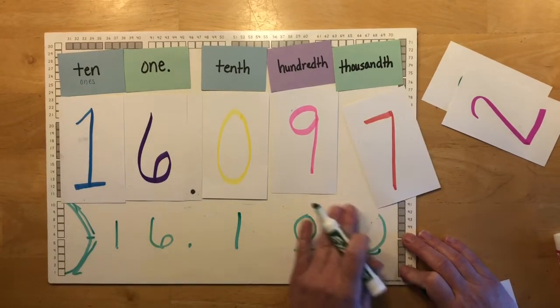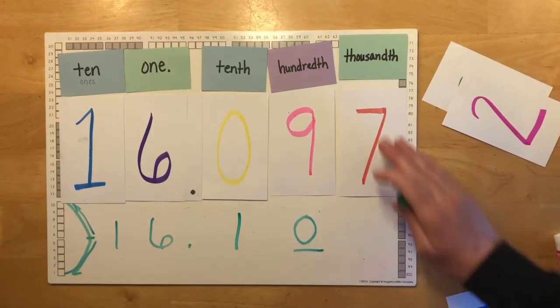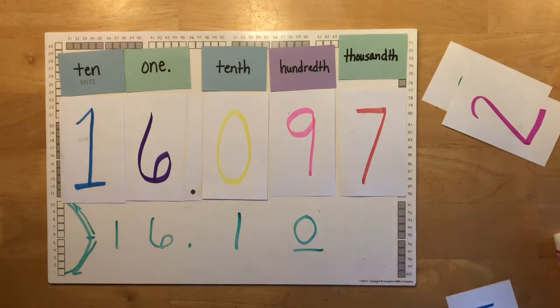Now, do I need to keep these zeros at the end? Nope, I can just erase them. If I'm rounding it to the nearest hundredth, the answer would be 16 and 10 hundredths. Now, if it says to round to the nearest hundredth, should I keep that 0? I would.